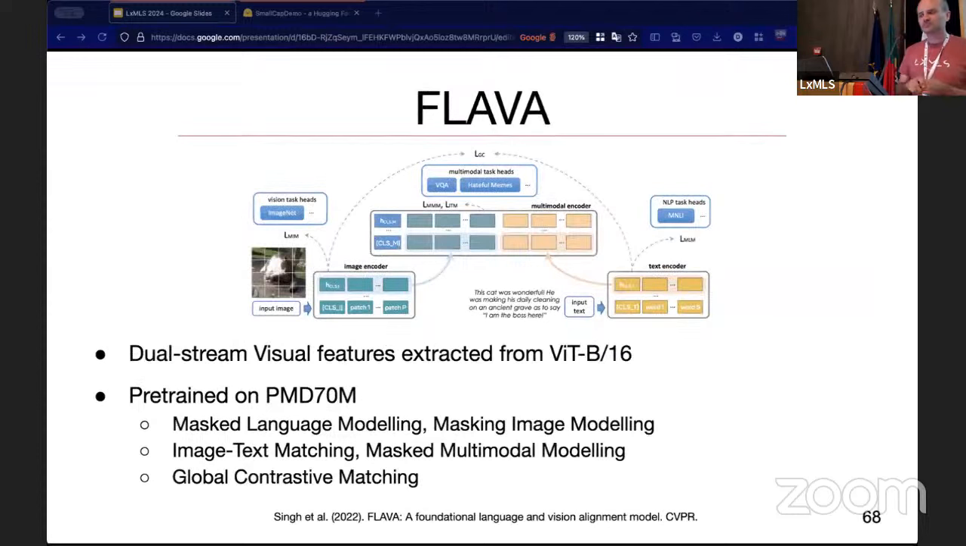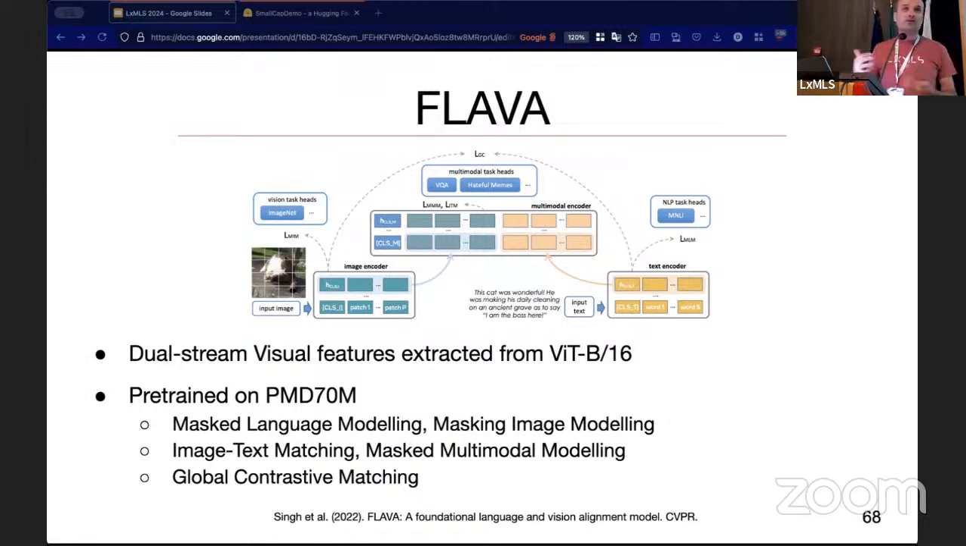In 2022, there was a model called FLAVA, which became much more explicit about the different modeling aspects and the different responsibilities. And so there are dual stream processes here with visual features, once again, now coming from a vision transformer. And it was pre-trained on 70 million data points, which were also publicly distributed, where there are different components going on here. So the image encoder has image-specific pre-training tasks. The language encoder has language-specific pre-training tasks. And then the multimodal transformer at the top has multimodal-specific pre-training tasks.